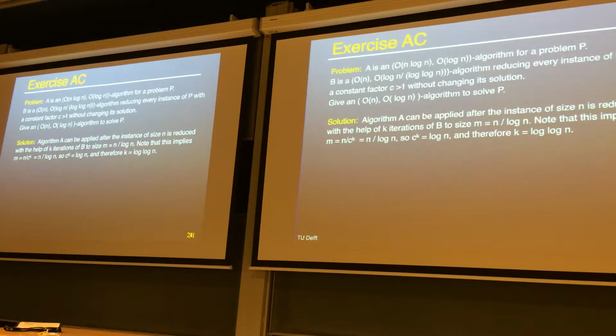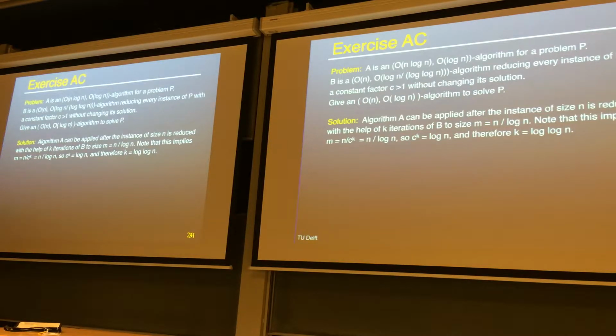a size m equal to n divided by log n. So if you have an exercise like this, always use this idea: express your final data structure that you can afford to apply this final algorithm A to in terms of a new size, and this is the size m equals n divided by log n. Why? Well, if you have m equals n divided by log n, then your work complexity is okay.